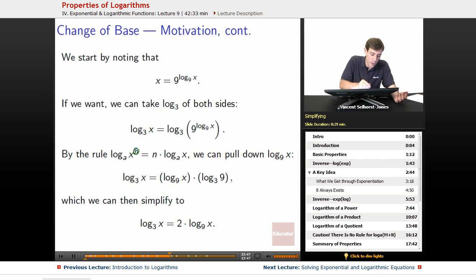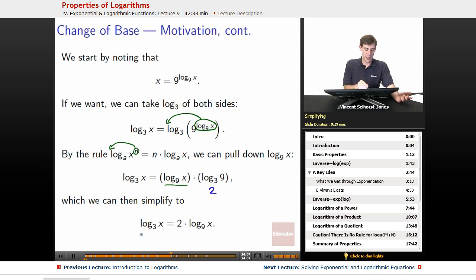We know that we can bring down exponents. So in this case, we've got effectively an exponent of log base 9 of x. We actually have it exactly as an exponent. So if we want, we can bring that down in front. So we see that log base 3 of x is equal to log base 9 of x times log base 3 of 9. Now, what is log base 3 of 9? That comes out to be 2.